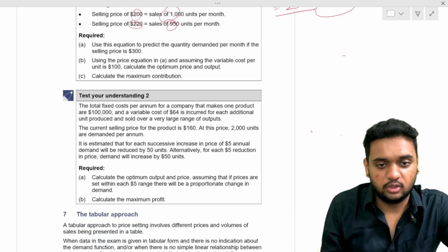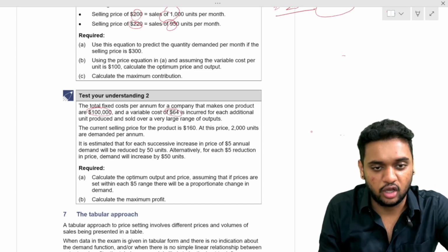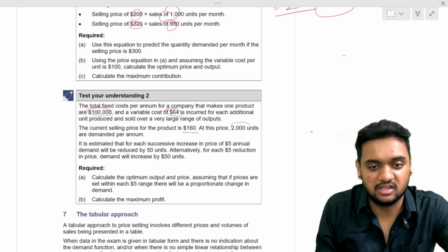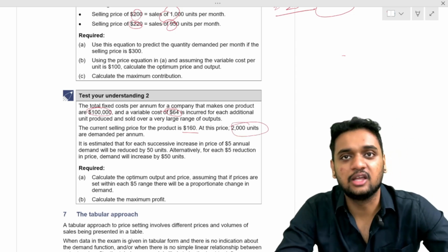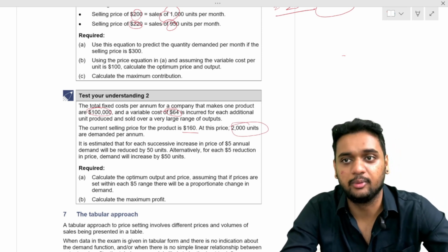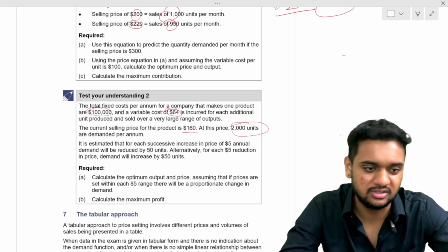Quaternary data is given to us. Total fixed cost, they gave 1 lakh. Variable cost, they gave $64. Selling price, they gave as 160. And they are saying at this price, we can sell 2000 units. Is this the optimum selling price in units or a random selling price in units? That you have to remember. Optimum selling price and units they will not give you in the question. That's what you have to find out. Some random selling price and units are given to us.